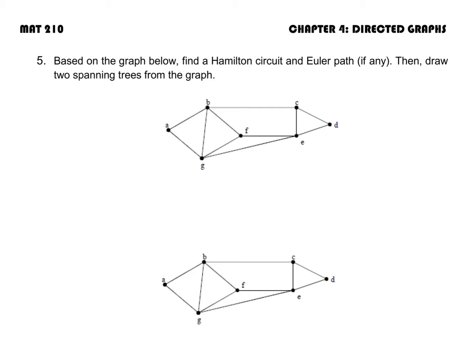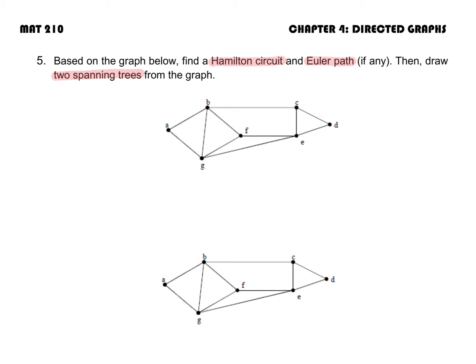Bismillahirrahmanirrahim. Now we will continue discussion on tutorial 4. Refer to question number 5. Based on the graph, find the Hamilton circuit, Euler path, then draw two spanning trees from the graph. So here we have three questions to be answered. So the first one is finding the Hamilton circuit.